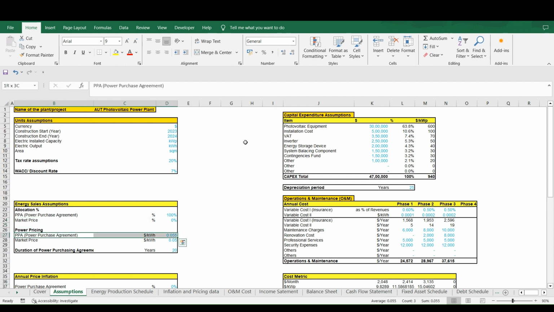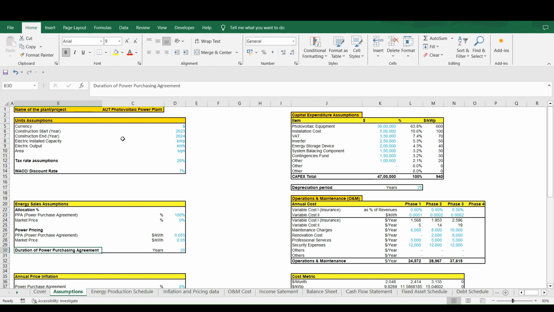Then we have the pricing that we'll do. So here is the pricing according to the power purchase agreement and the market price. And we have the split of power purchase agreement and the market price purchasing. So for 20 years, we'll assume that the power purchase agreement will go on, and after that, we'll do it by the market price.